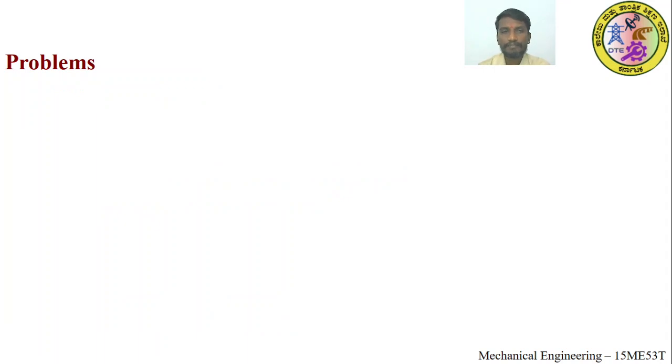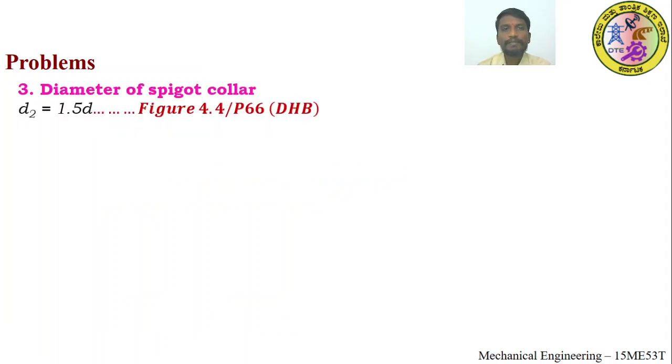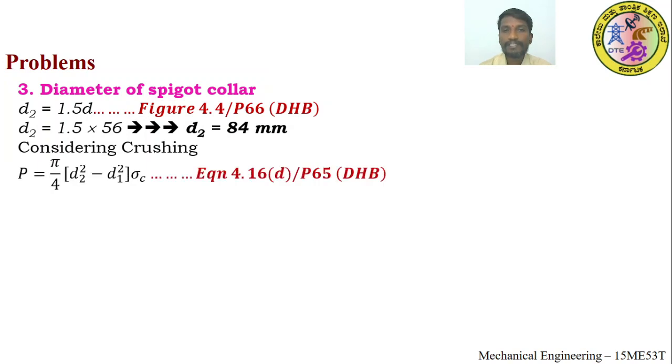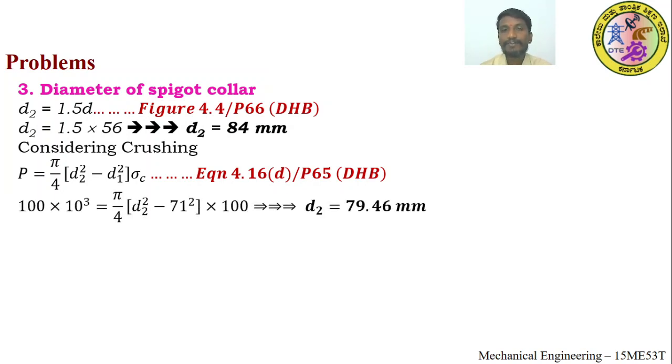Then come to the third one, the diameter of the spigot collar, d2. d2 is equal to, as per the figure, 1.5d, and applying values we get d2 is equal to 84 millimeter. This spigot collar comes under crushing, and with equation number 4.16d on page number 65, we get the equation P is equal to pi by 4 into (d2 square minus d1 square) into sigma c. Applying the values, we get d2 is equal to 79.46 millimeter.